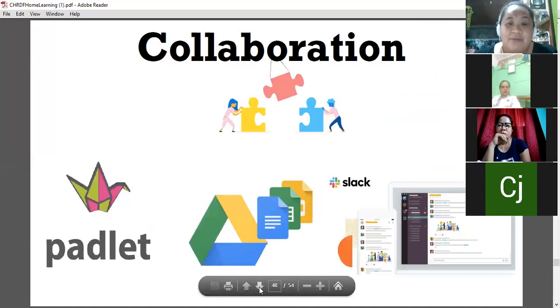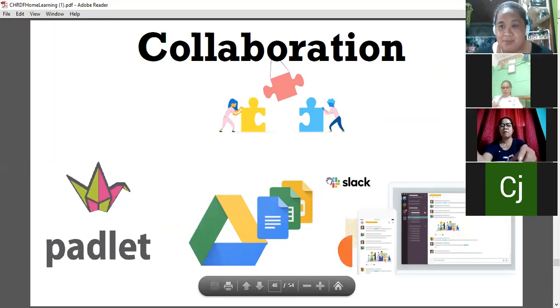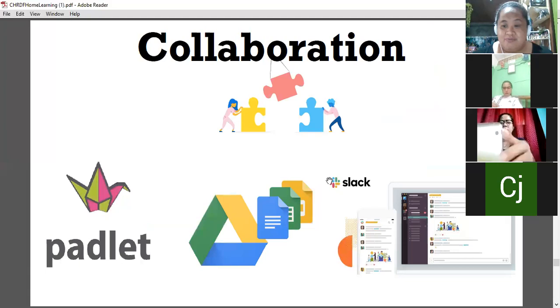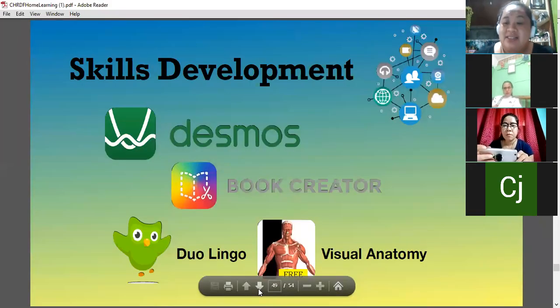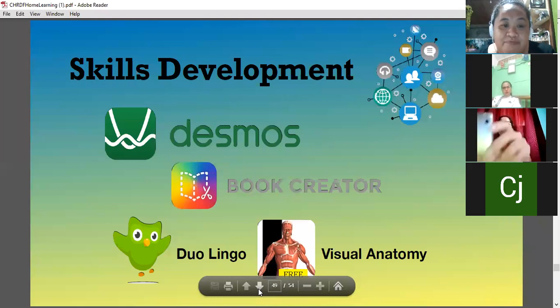Next is for collaboration: we have Padlet, Slack, and the ever-present Google Drive, which we can use. Slack is actually very good. Next, for skills development, we have Desmos, Book Creator, Duolingo, and Visual Anatomy.